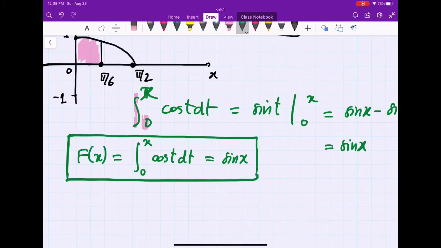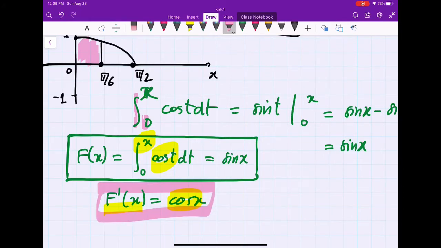What can you see in this formula? You can see that the derivative of F of x equals cosine x. You see? The integrand function is cosine t, right? But the integration limit is x. So you differentiate the function, you get cosine evaluated at x. That gives you some idea about how to differentiate such a function.